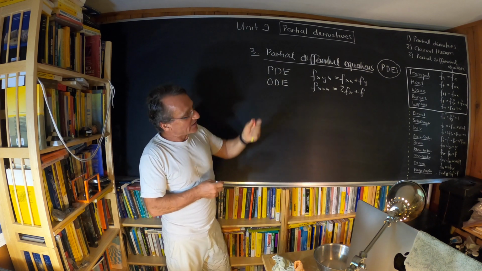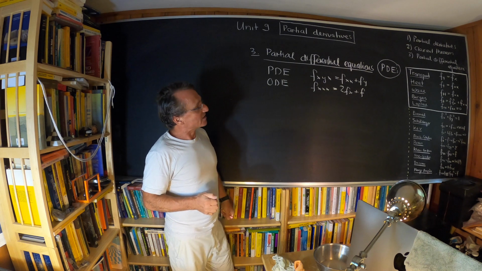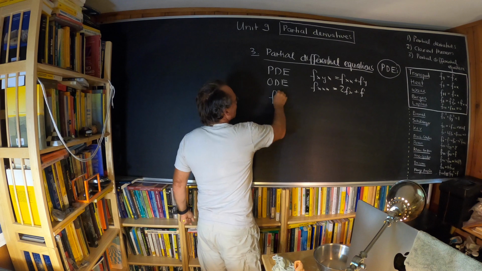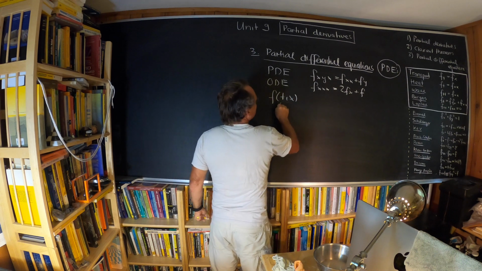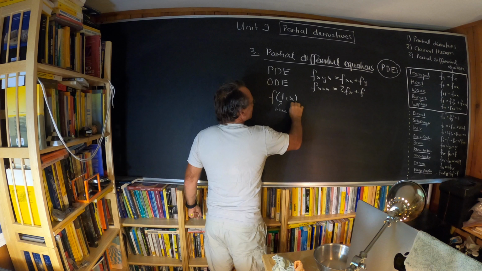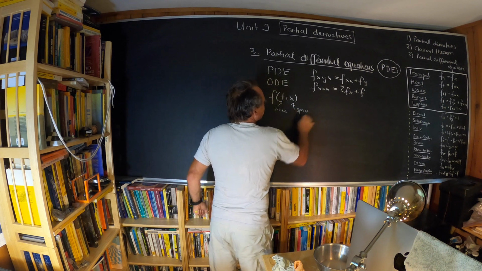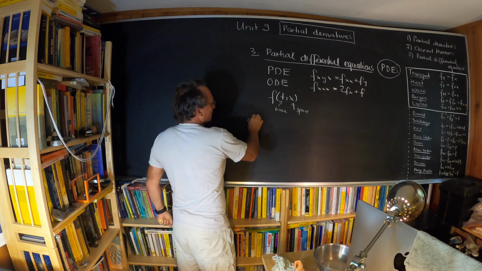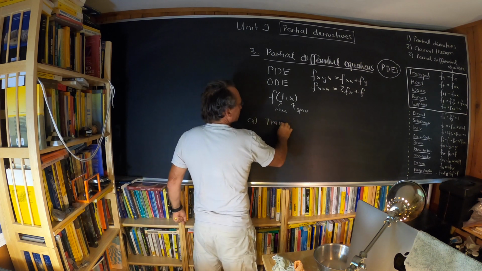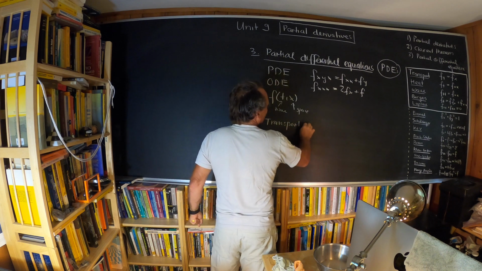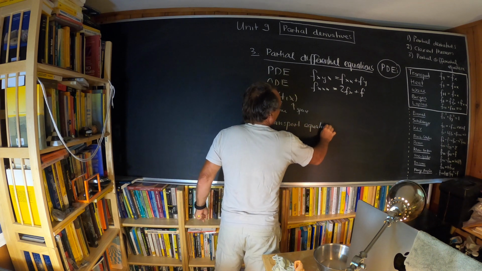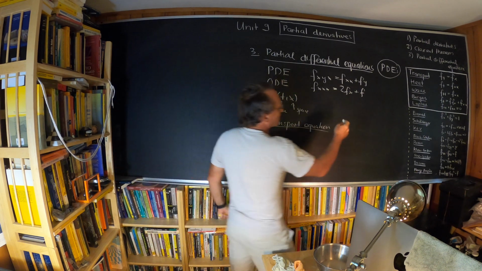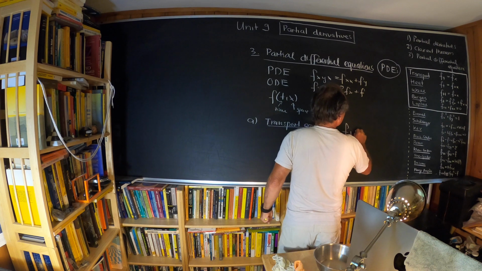Usually we use t as a time parameter, and x is space. So if you have f(t,x), then t is time and x is space. Let's just look at a couple of equations. I want first to look at the transport equation. It is the simplest partial differential equation you can write down. We have f_t equal to f_x.